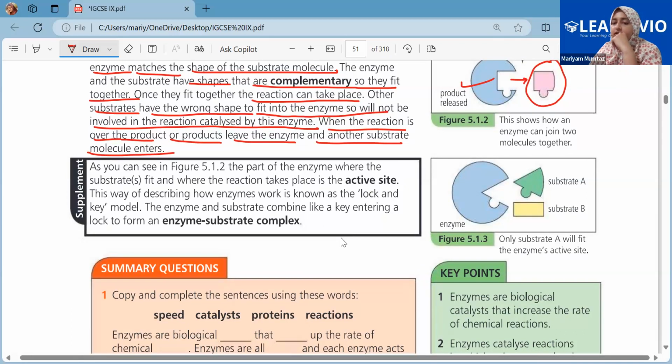Now see, if you look here, this is the structure of the enzyme. Here substrate A is there and substrate B is there. Only substrate A will fit and the reaction will take place. But if substrate B comes here, no reaction will take place because it is not complementary to each other. Clear?